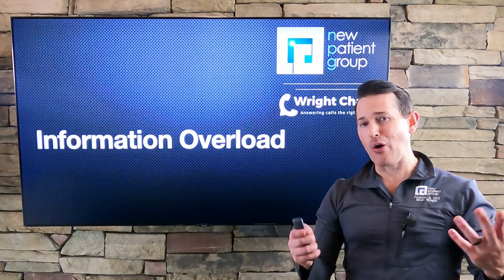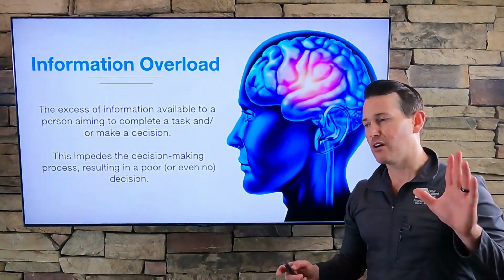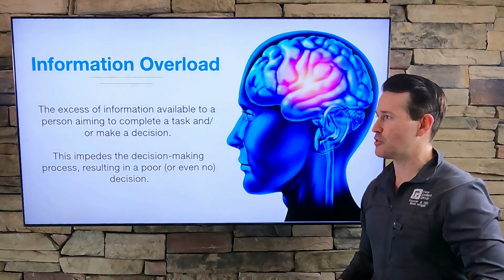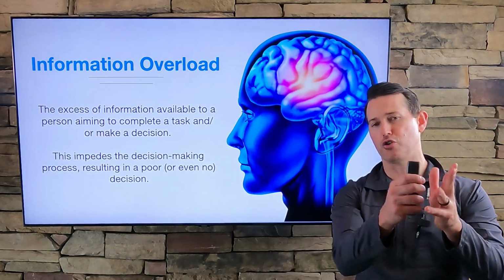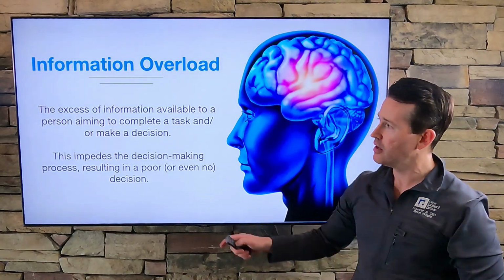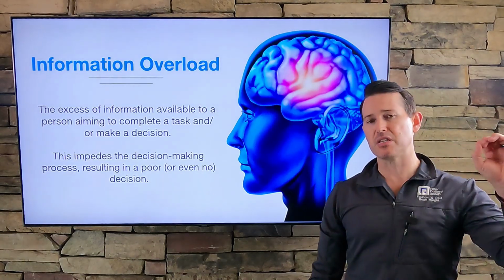All right, now let's take a look at information overload. You've heard this before in the phone course and probably throughout this free course, but let's first look at it from a psychological standpoint. It's the excess of information available to a person aiming to complete a task and/or make a decision. This happens to us all. This impedes the decision-making process, resulting usually in a poor or even no decision at all. This happens in businesses all the time.